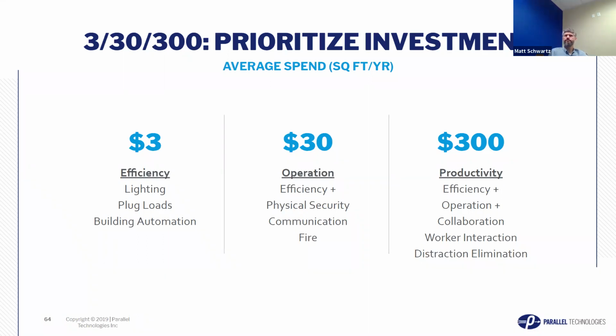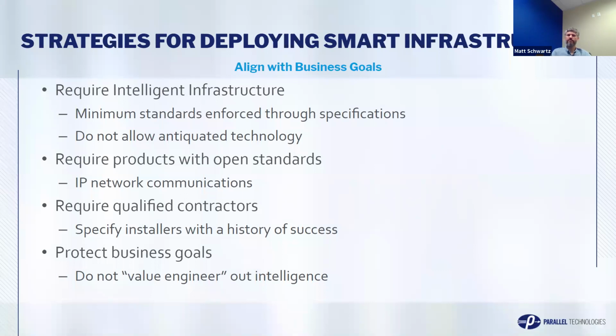Next slide, please. So lastly, some strategies for deploying smart infrastructure. First and foremost, we always have to align with the business goals of the company. If we don't do that, we don't have a chance of our project succeeding. We need to specify intelligent infrastructure. We need minimum standards enforced through specifications, and we do not want to allow antiquated technology inside the building. That lower cost really is going to come back to bite us in the end.